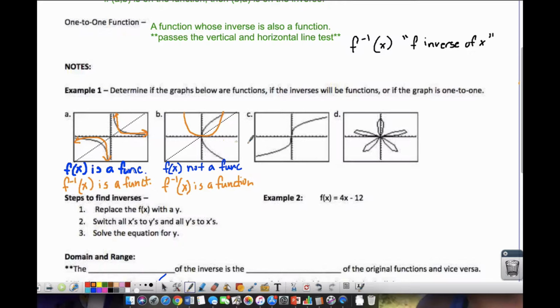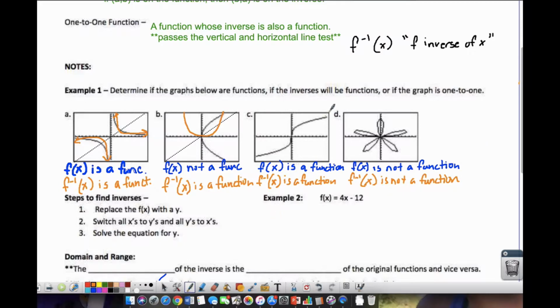Pause the video here and see if you can come up with these two answers here, whether it's a function or not for f of x, and whether it's a function or not for f inverse of x. And then when you're ready, unpause the video and see the answers, and we'll talk about one-to-one.